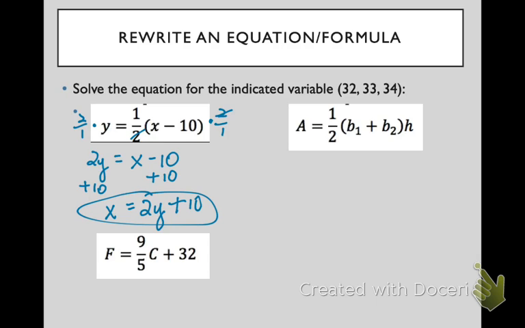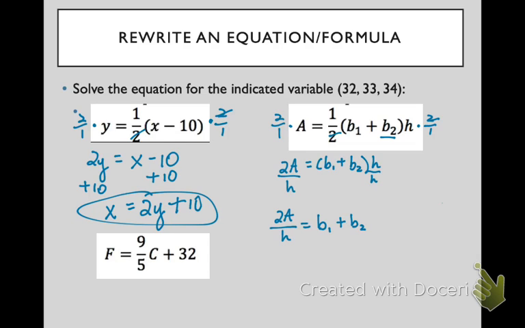Now let's do that for the formula of the area of a trapezoid, and we're going to rewrite it, solve for base 2. So the first thing is we need to undo the math. So we'll start with the 1/2, and we can multiply by the reciprocal. So we'll rewrite that as 2A equals base 1 plus base 2 times the height. Now let's undo the height. It's being multiplied, so we'll divide both sides. So we'll get 2 times the area divided by the height equals base 1 plus base 2.